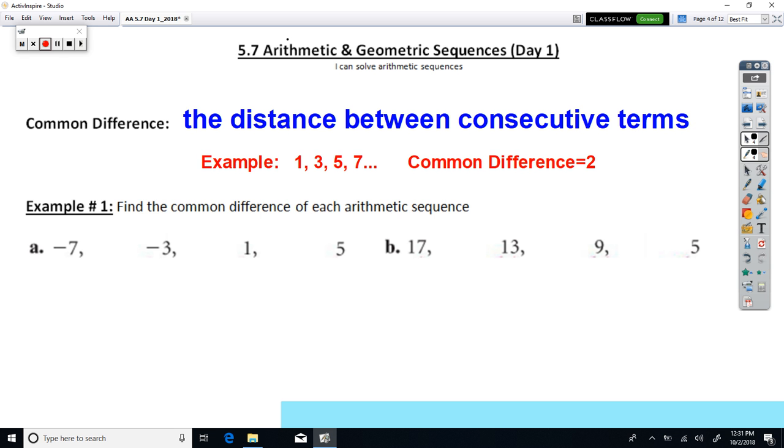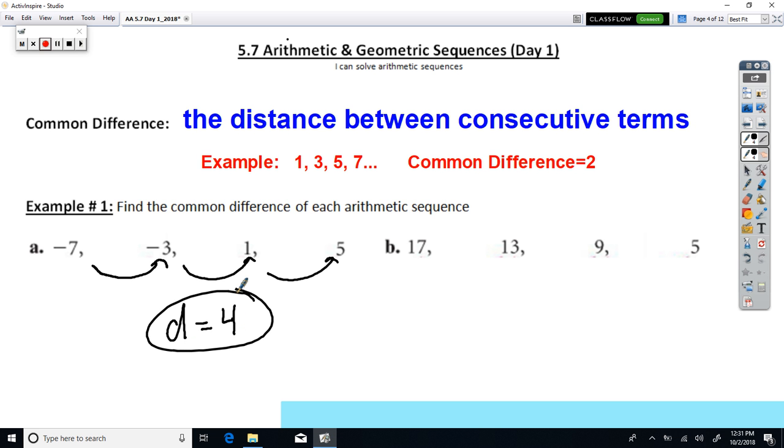So it's just a sequence of numbers, an arrangement of numbers that has the same distance from the previous term to the next term. So what would our common difference be for the first one? What are they adding, Jenna? Good, they're adding 4 each time, so that means d equals 4. d is the common difference. I probably should have told you that.